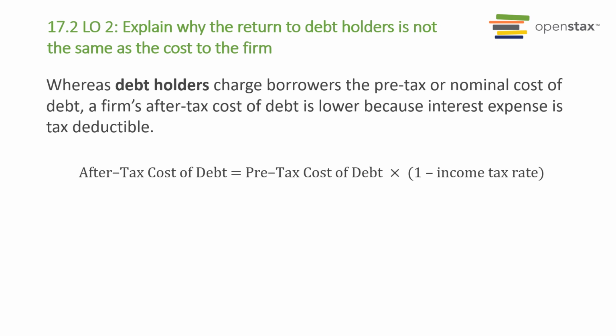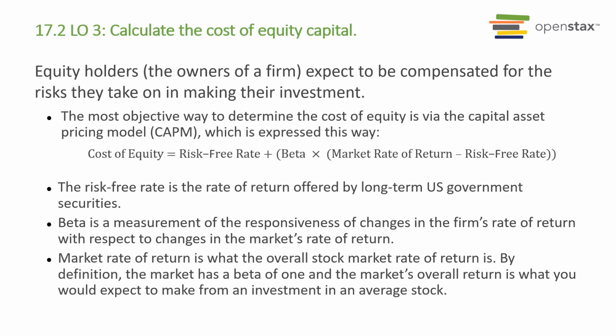Whereas debt holders charge borrowers the pre-tax or nominal cost of debt, a firm's after-tax cost of debt is lower because interest expense is tax deductible. Equity holders, the owners of the firm, expect to be compensated for the risk that they take on in making their investment. The most objective way to determine the cost of equity is via the capital asset pricing model, or CAPM, which is expressed as the return on equity equals the risk-free rate plus equity beta times market risk premium.